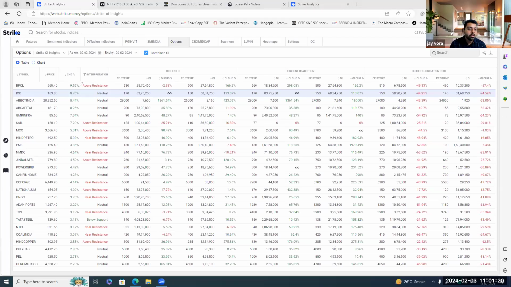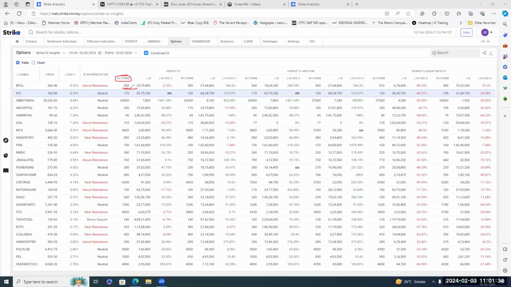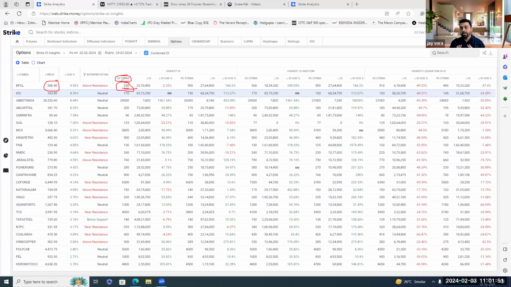No. The way we are looking at this screen is from a seller's perspective. If there is the highest open interest in the call option at 530, what I'm trying to say is that the participants believe 530 will not be breached on the upside, and that is where they have sold the call options. So if the price is above the strike price, the system will throw it as above resistance.